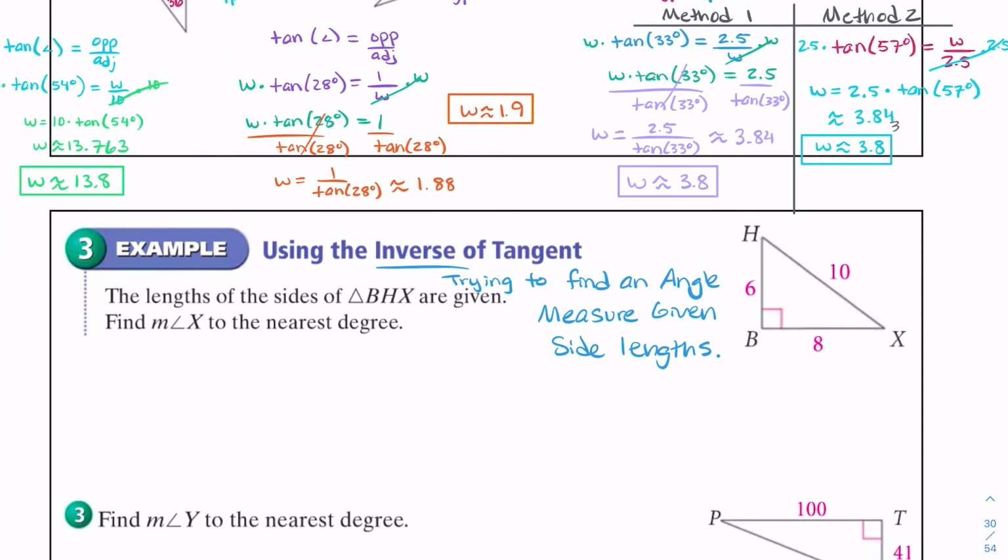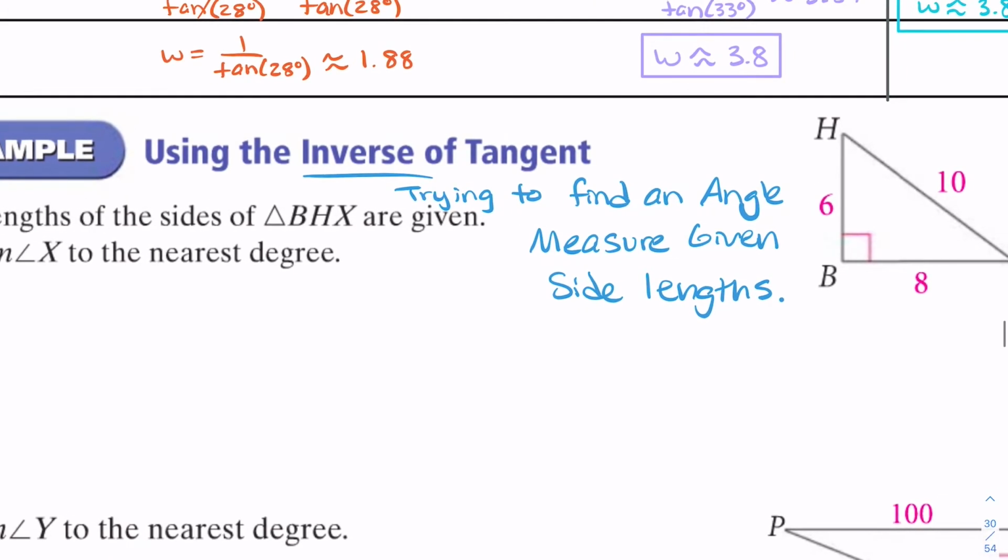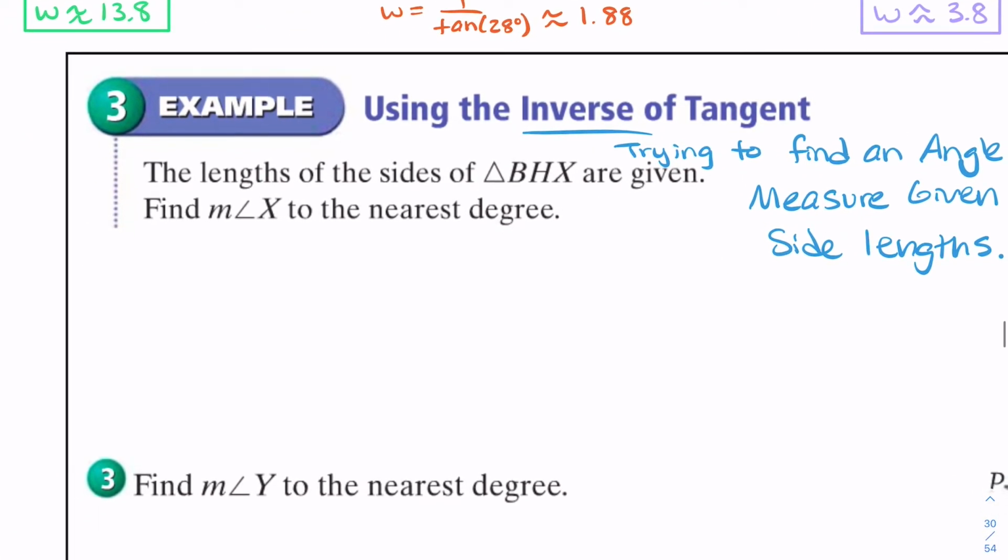It's actually pretty easy. It's much easier than what we just did. We're going to try to find the angle measure given the side lengths. So let's find the measure of angle x. We're going to say the tangent of angle x equals the opposite over the adjacent.